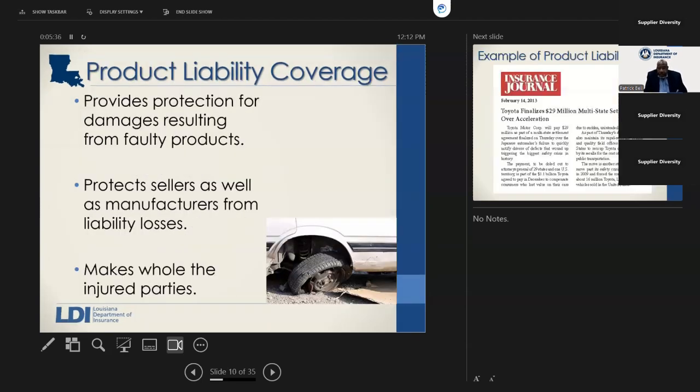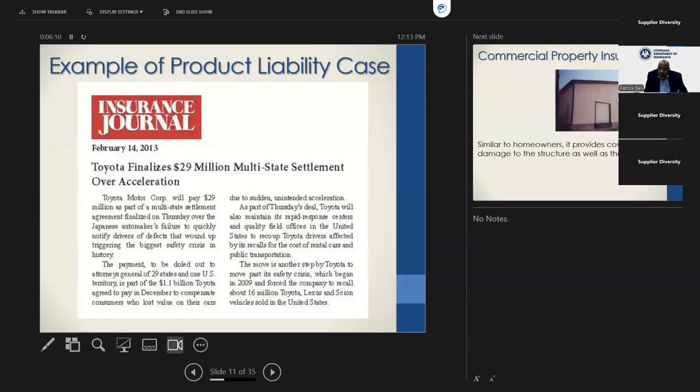Next, product liability coverage provides protection for damages resulting from faulty products. It protects sellers as well as manufacturers from these liability losses, and it makes whole the injured parties. So if you're looking at this slide, there's a busted out tire. Years ago, Firestone had problems with its tires blowing out, and people got in accidents, people were injured, unfortunately, even some people died. Well, Firestone was responsible for all of those damages, and luckily for them, they had product liability insurance. More recently, Toyota, you may recall, had a problem with its cars all of a sudden accelerating. And again, people got into accidents, people were injured, and unfortunately, even some people died.